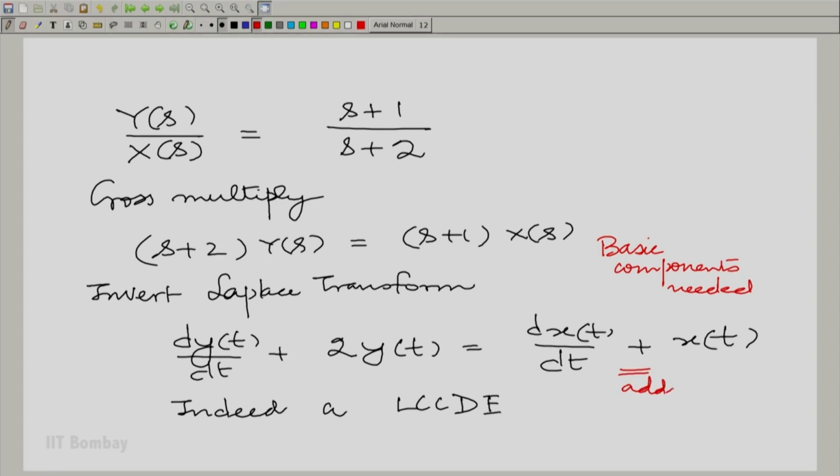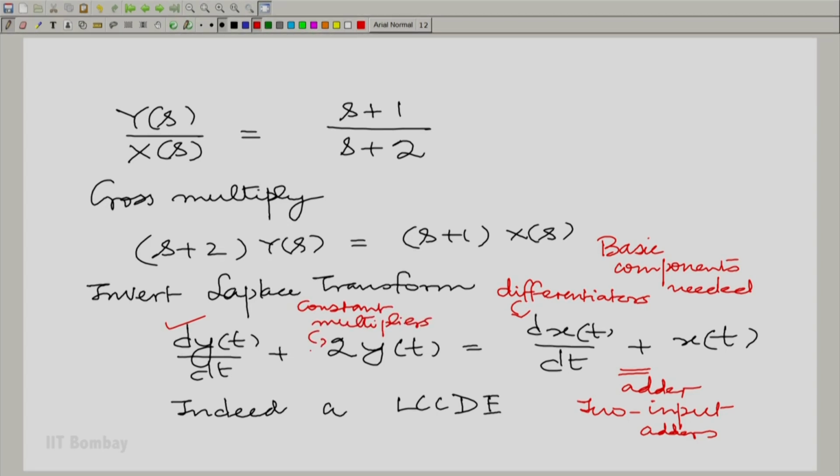You need an adder or more than one adder, and of course, you can have two input adders and use many of them. You need a differentiator. You need it here and you need it here. You need a constant multiplier like this. So, essentially it is three kinds of components: two input adders, differentiators and constant multipliers, which should enable you to realize this constant coefficient differential equation.